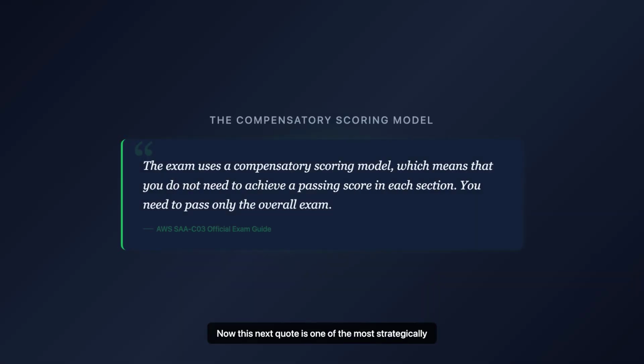Now this next quote is one of the most strategically useful lines in the whole exam guide. It says the exam uses a compensatory scoring model, which means you do not need to achieve a passing score in each section. You need to pass only the overall exam. Read that again because it changes how you allocate your time. There's no minimum you have to hit in each domain. It's your total that decides pass or fail.